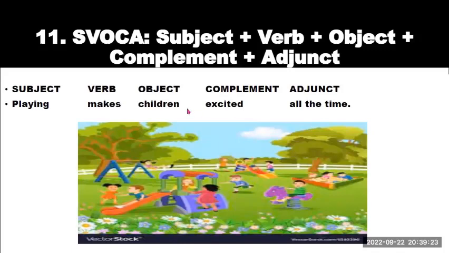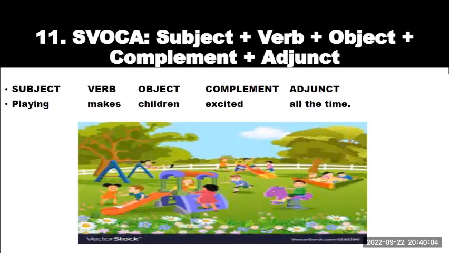Now let's analyze this sentence. Playing is the subject, and we are using playing also as a gerund, a nominalized verb, a verb we have converted into a noun, and it becomes the subject. The subject is the topic of the sentence, the doer of the action that is reported by the verb. Playing makes children excited all the time. So when we look at this, playing is the subject, makes is the verb, children is the object, excited is the complement, all the time is the adjunct.